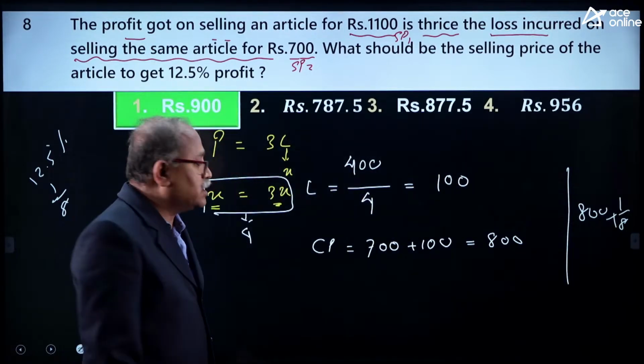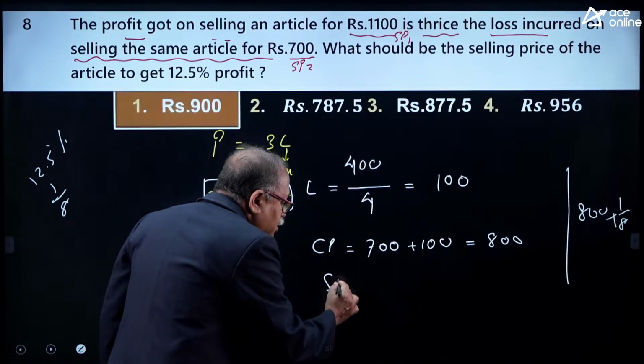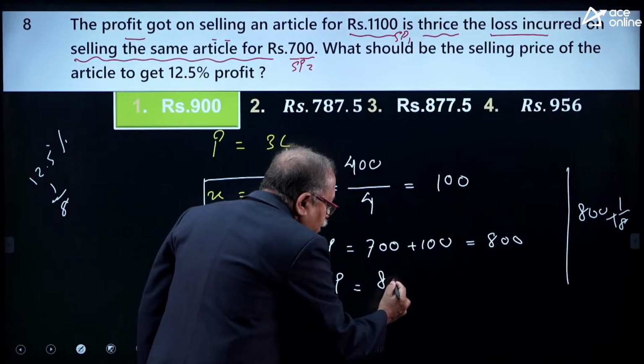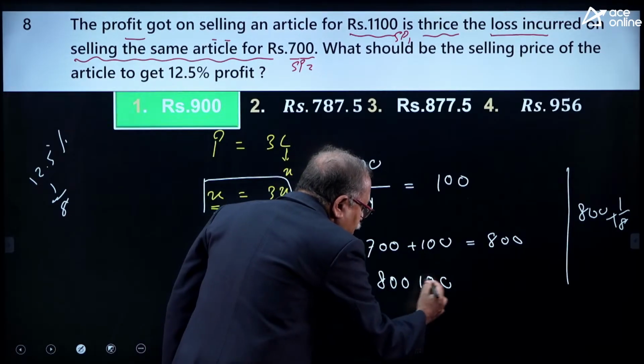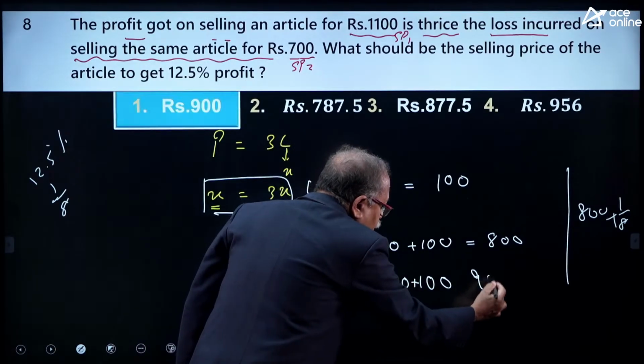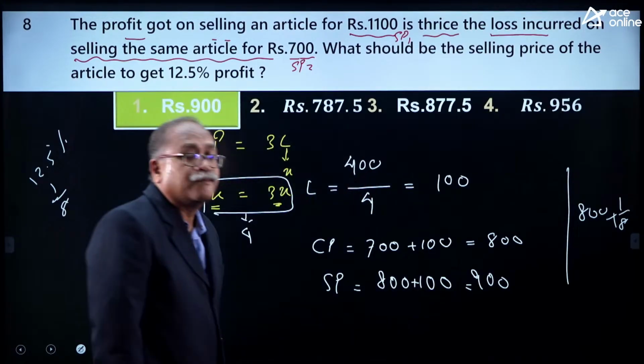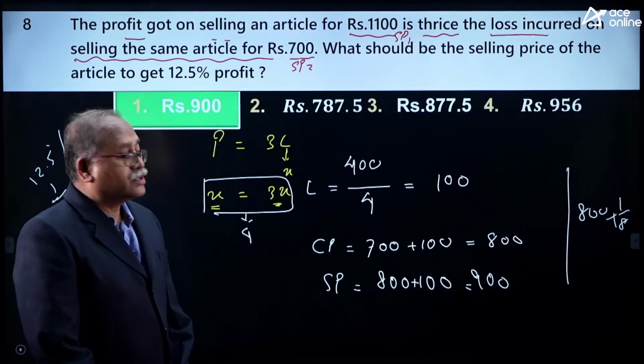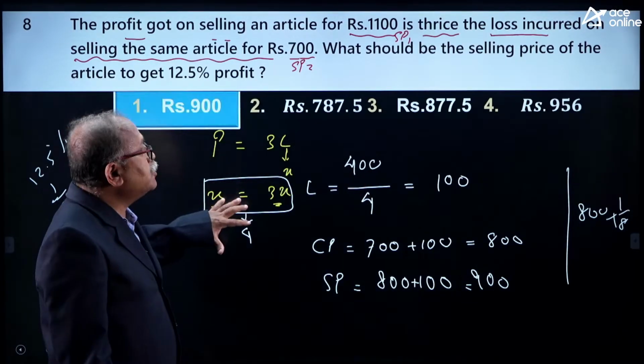So, what should be the selling price? You people have rightly said the required selling price is 800 cost price and the profit 100, the total becomes 900. Done well? Well done, sir.